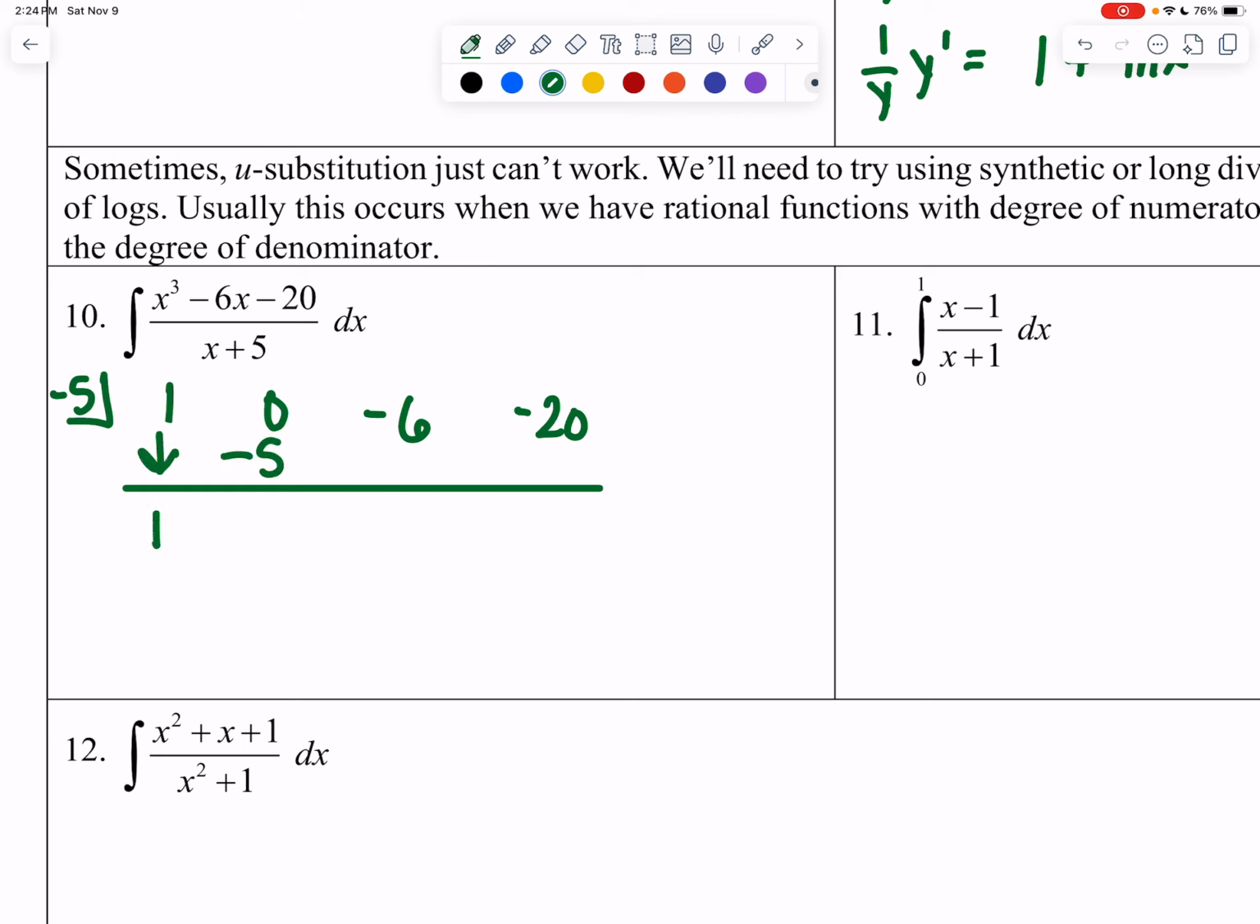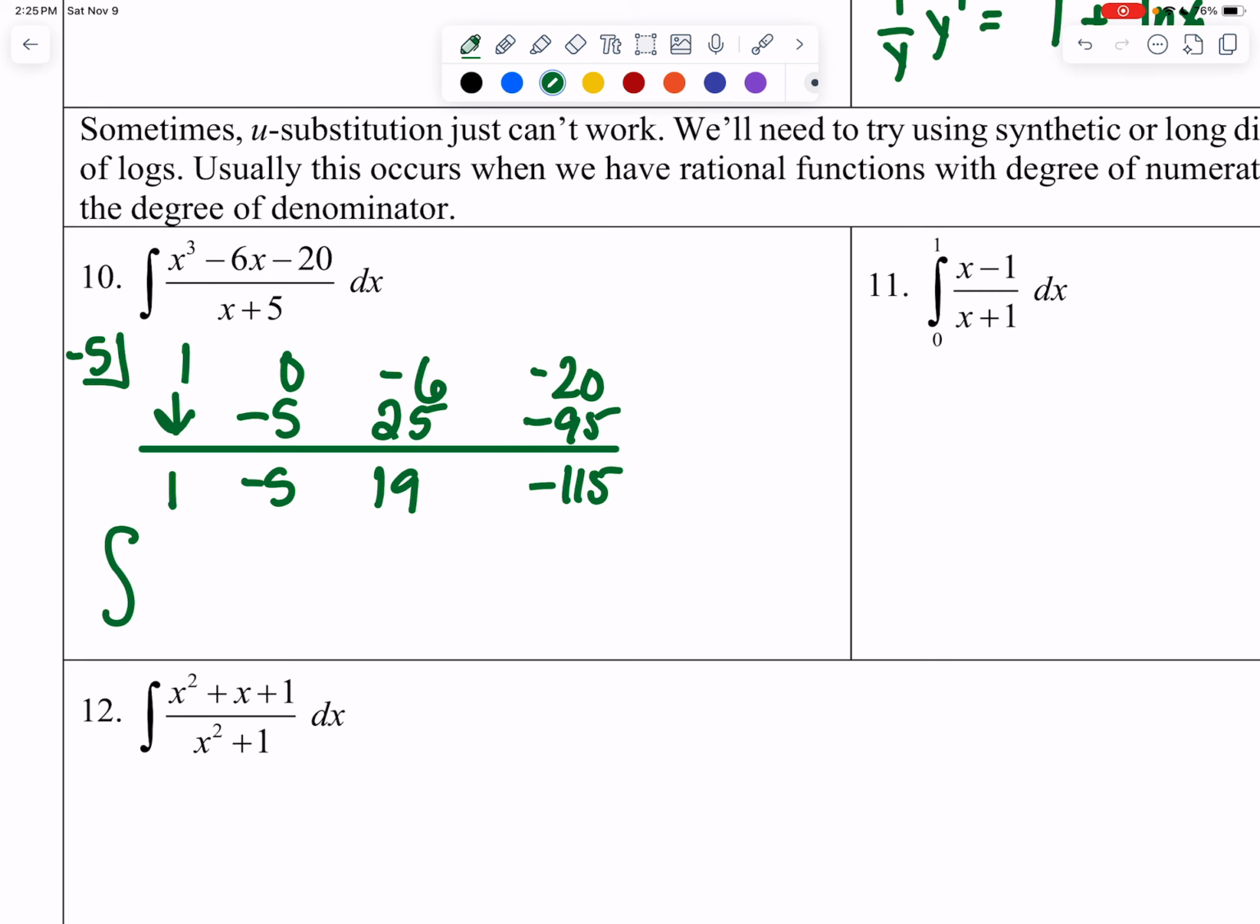Once you get your answer, remember that this isn't your final answer. This is just me simplifying this expression right here. I'm simplifying the integral. So now, once I do that, I'm going to have the integral from x squared minus 5x plus 19 minus 115 over x plus 5 dx.